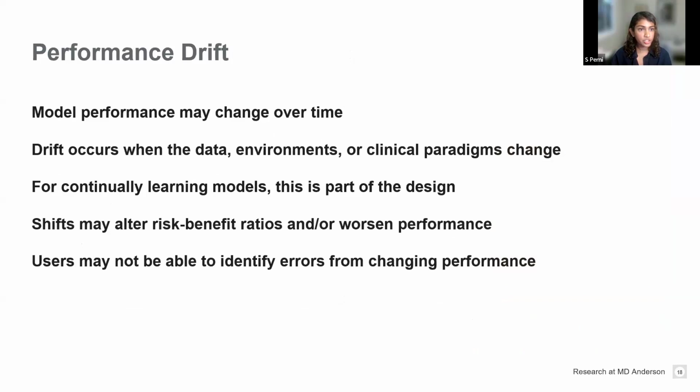The next risk that I would mention is performance drift. So model performance may really change over time. Performance drift occurs when data, environments, or clinical paradigms change. And so for continually learning models, this is really part of the design. These shifts can alter risk-benefit ratios and worsen performance of models, but users, for some of the reasons mentioned, may not really be able to identify such errors from changing performance.